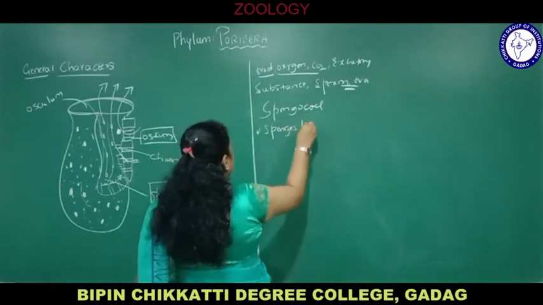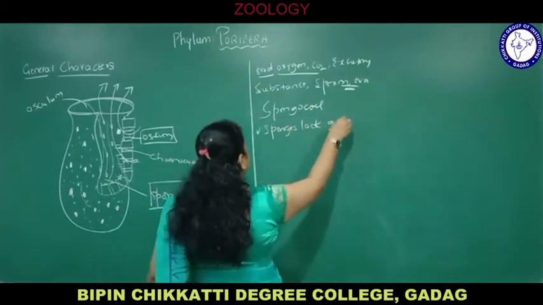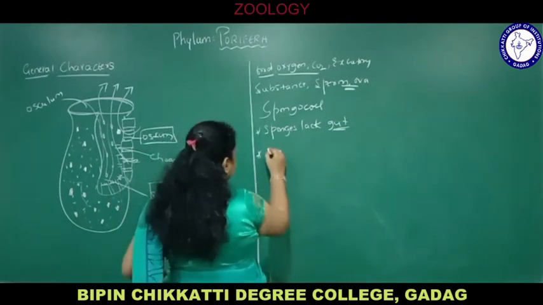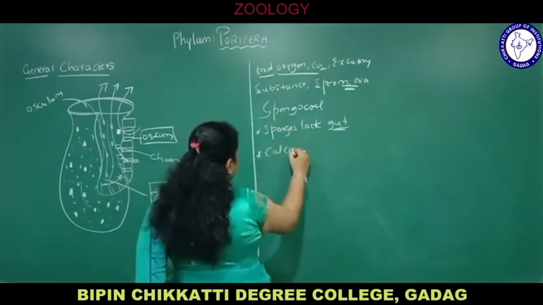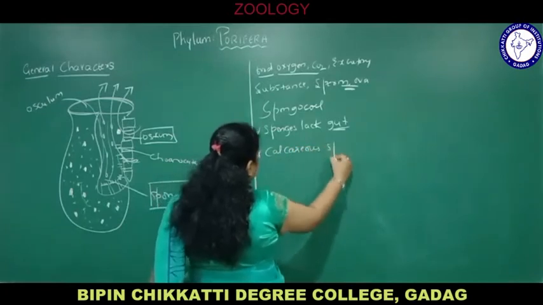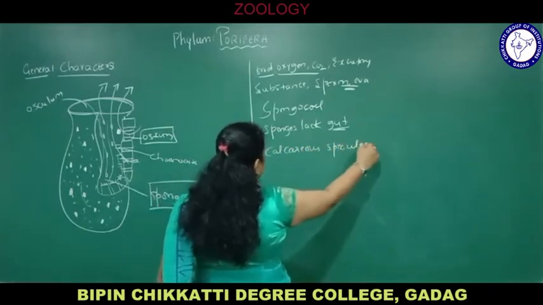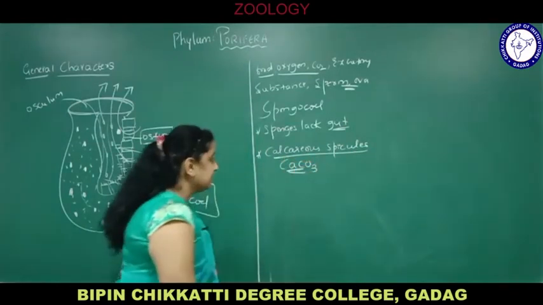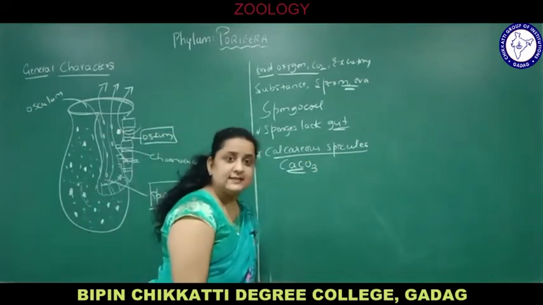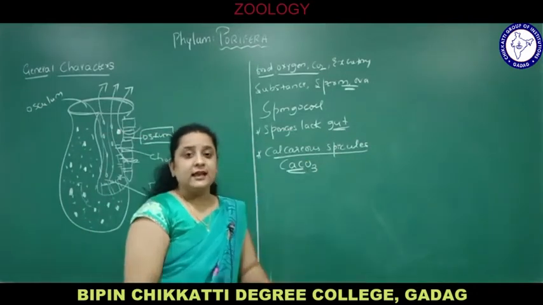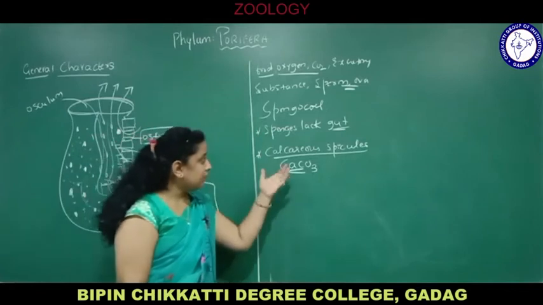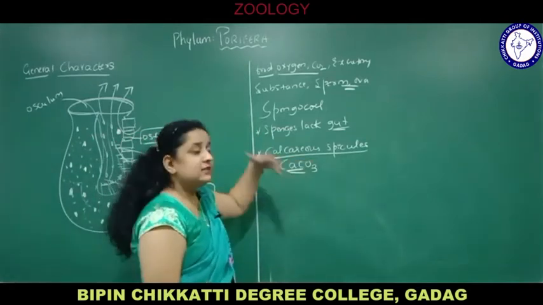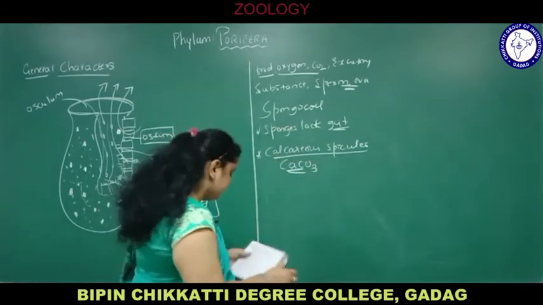Sponges lack a gut, which means they don't have an alimentary canal. Next, the body is strengthened by calcareous spicules, as I already told you. The skeleton is made up of calcium carbonate, so we call it calcareous. There is one class of this phylum called Calcarea, which we'll discuss a bit later. It is named Calcarea because it is made up of calcium carbonate.